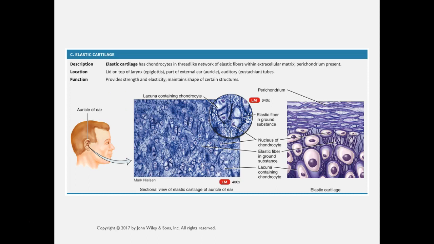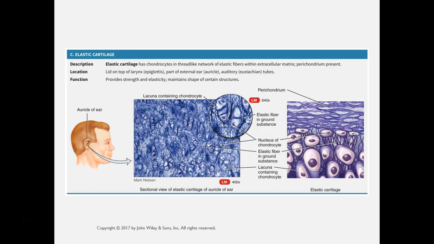Elastic cartilage also makes up the external part of the ear called the pinna or the auricle. If you think about that, it's very elastic. You can move it around and it goes right back into shape. And also you find elastic cartilage making up the auditory or eustachian tubes that connect the ear canal with some of the internal structures that drain into the back of your throat. So what's the function of elastic cartilage? To provide strength and elasticity and to help maintain structures.